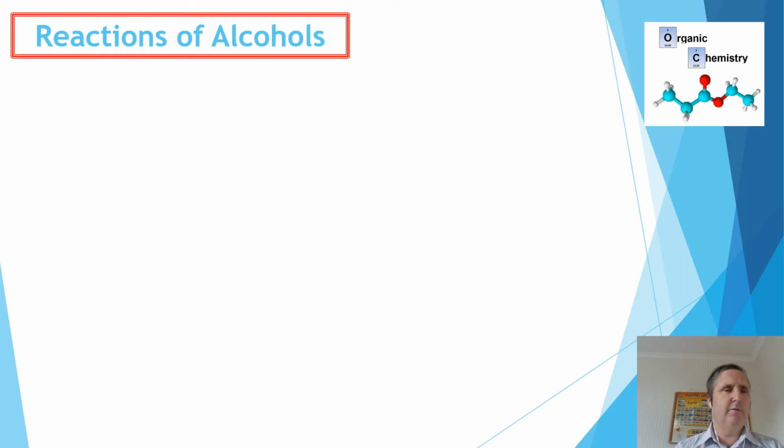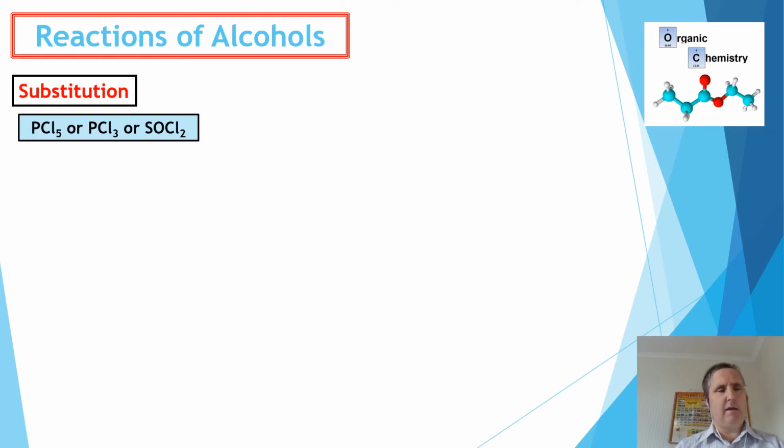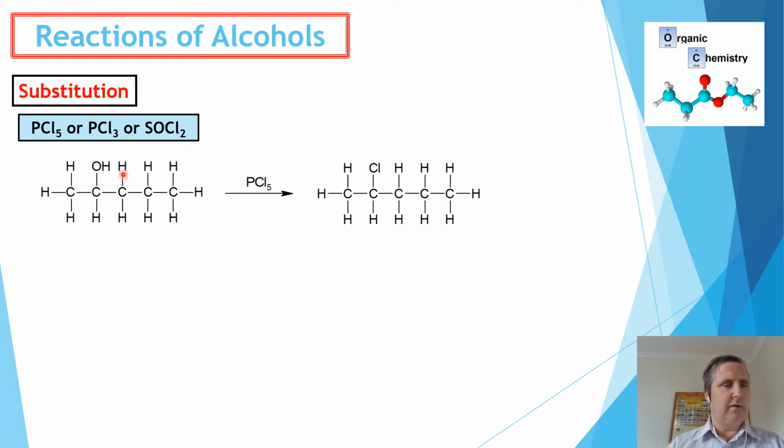So the second type of reaction that alcohols undergo is substitution reactions. An example of a substitution reaction is when we react the alcohol with phosphorus pentachloride, PCl3, or SOCl2. These reagents all have chlorines in them, and it's the chlorine that replaces the hydroxyl group, or the OH group. Notice when the alcohol has the reagent, PCl5 in this case, added to it, the chlorine will replace exactly where the OH group was attached. So if it was attached to the second carbon, the chlorine is put only on the second carbon.